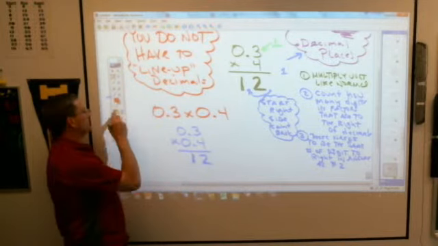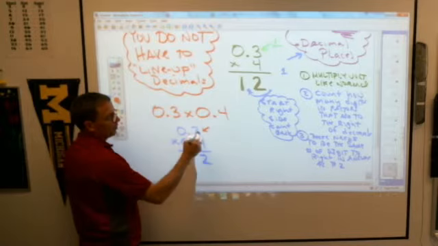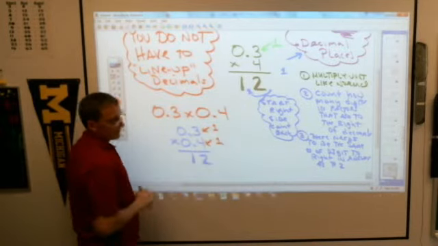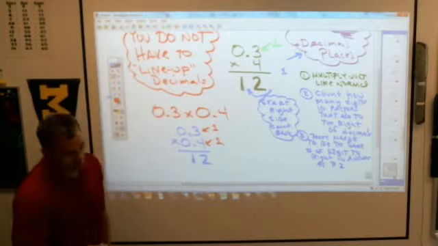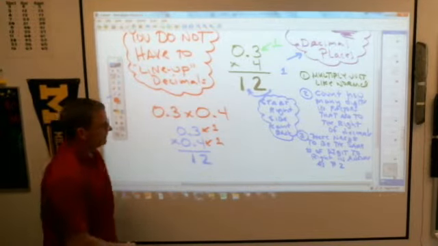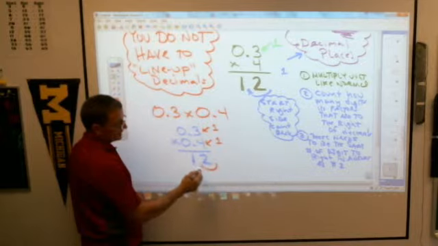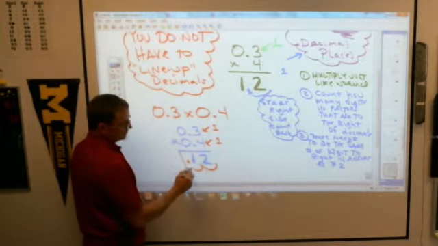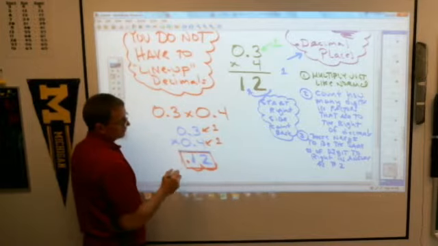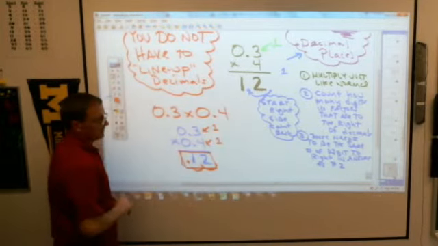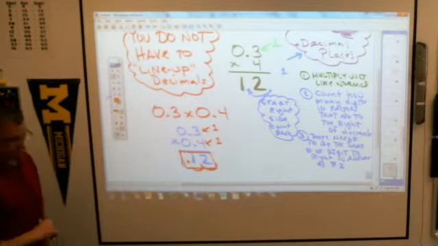I follow step number 2. This has 1 digit to the right of the decimal. This also has 1 digit to the right of the decimal, which is a grand total of 2. So like I said, you can start at the right side and come back 2 places. There needs to be 2 digits to the right of the decimal here. My answer here is 0.12, or 12 hundredths. This was 1 2/10.